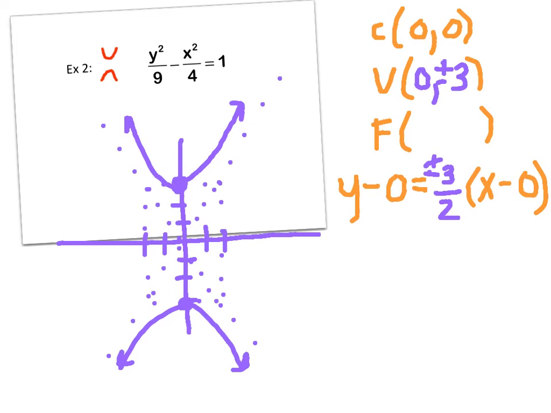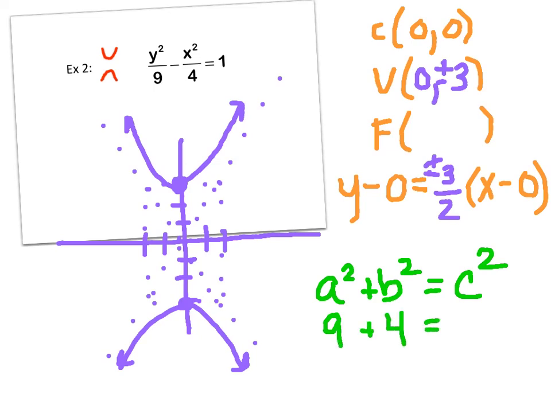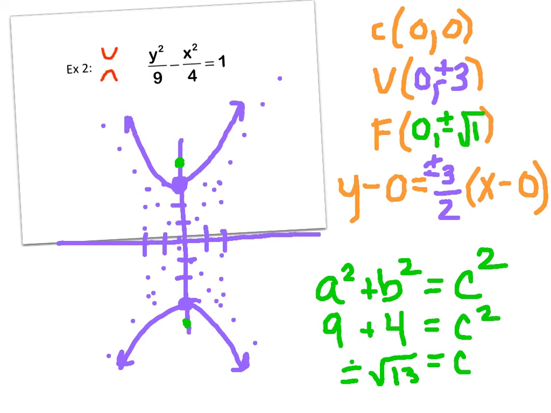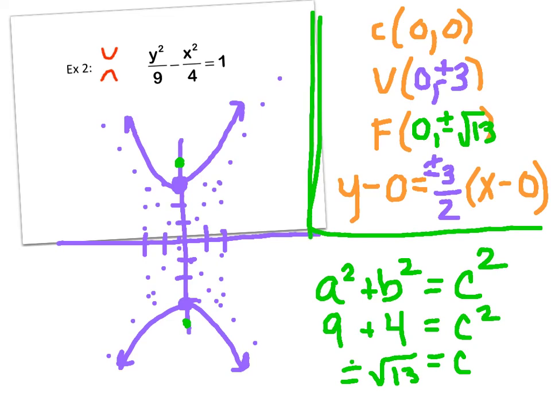And then we need the foci, or the focal points. So let's go ahead and find that. We have a squared plus b squared equals c squared. And so a squared is 9, and b squared is 4, and so c equals plus or minus the square root of 13. So we have, again, the foci are along the hyperbola, inside the hyperbola, so we have 0, plus or minus the square root of 13, and these are all of our answers. Great.